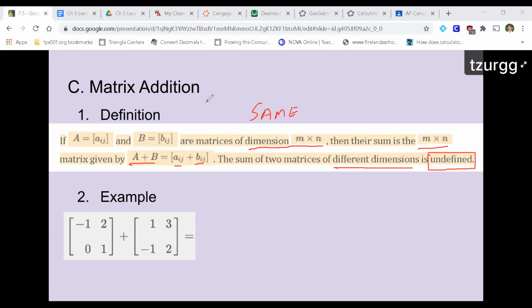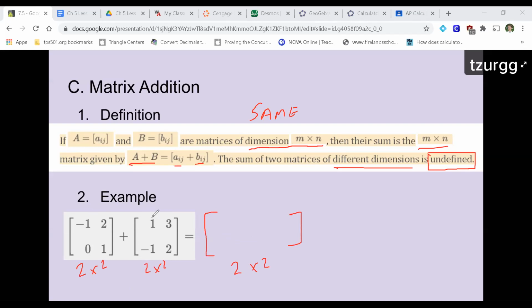So addition works exactly how you would think it would work. If I have 2 matrices of the same size, then I can add them together. To add them together, I just add the corresponding elements together. So these matrices are both 2 by 2. So if I add them together, my answer is going to be a 2 by 2. To get the 4 elements, I just add the corresponding elements over here.